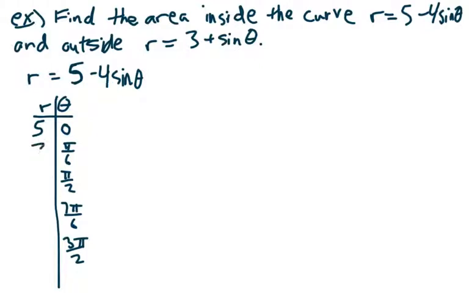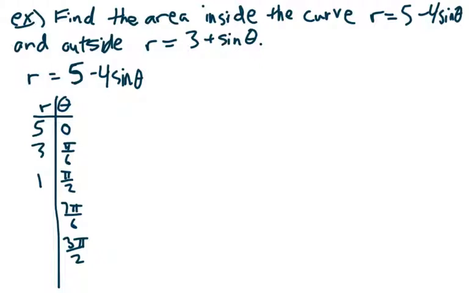This is 3. Now, when I plug in pi halves, sine is at its maximum. So I am subtracting the most possible. 5 minus 4 times the most is going to be the least overall. Since I'm subtracting as much as possible, 5 minus 4 is 1. This is my minimum value. Now, when you do this stuff in the 2nd quadrant, 5 pi over 6 is going to get you 3 again, and pi is going to get you 5, because sine of pi and sine of 0 are both 0.